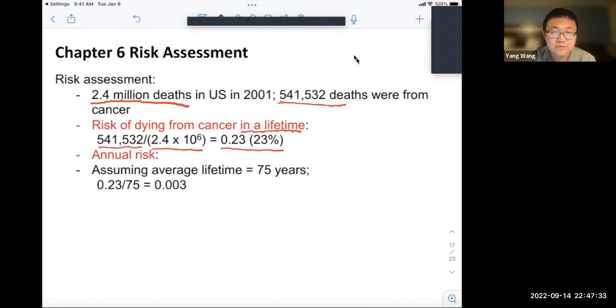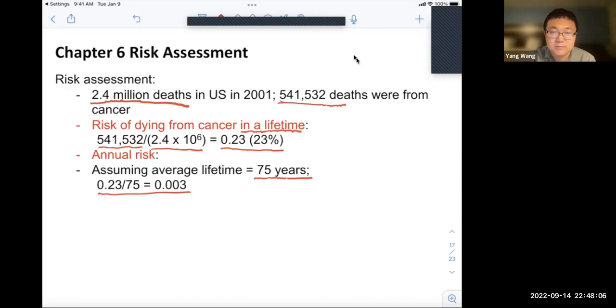And further, if you know the average lifespan of the population, you can also calculate the annual risk. So each year, what is the risk of death due to cancer? For example, at that time, the average lifetime of a US citizen is 75 years. So you can divide 0.23 by 75 to get the annual risk of dying from cancer.